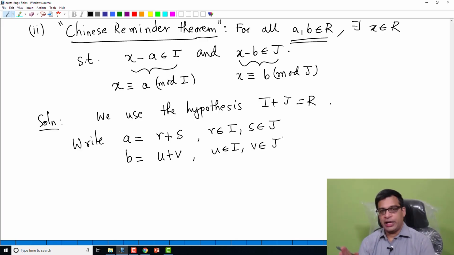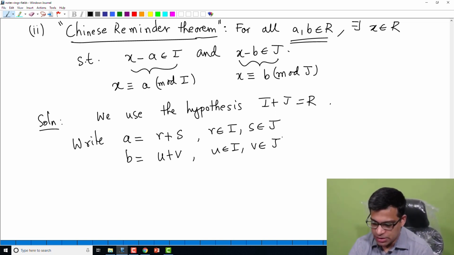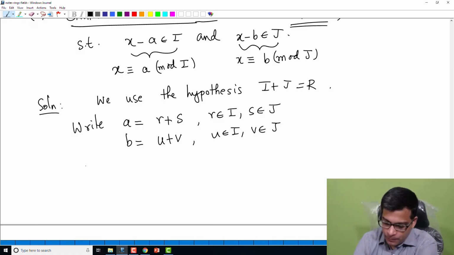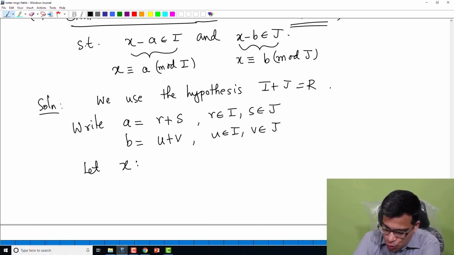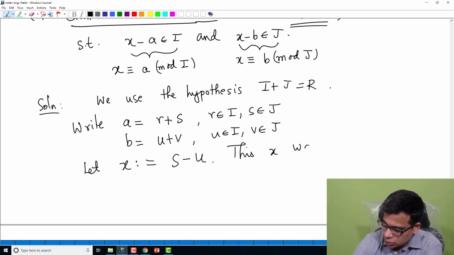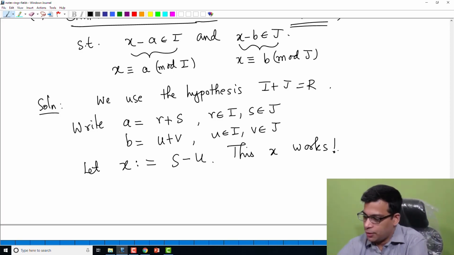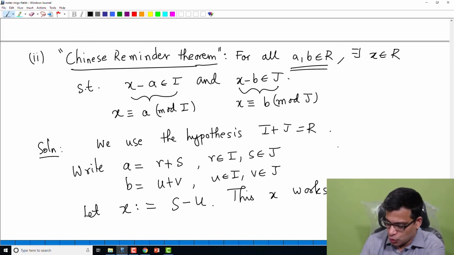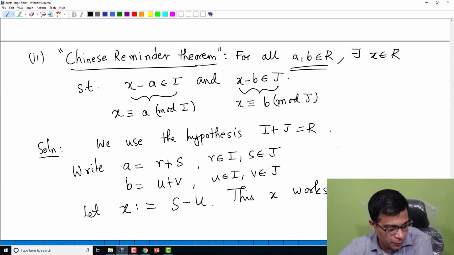So that's the point. Every element of the ring R can be written as something in I plus something in J. So I write a as r plus s, b as u plus v. And now I will tell you how to choose x. I am defining x to be s minus u. I claim that this x works. Remember, the theorem asks us to show that there is an x with certain properties. I have chosen that x, and I am going to show that it has the required properties.